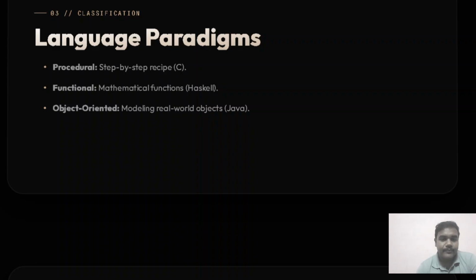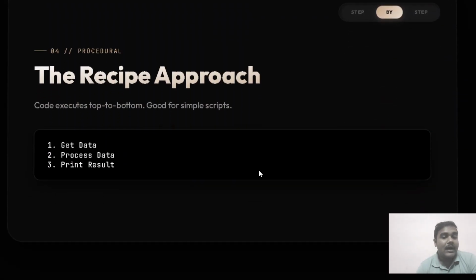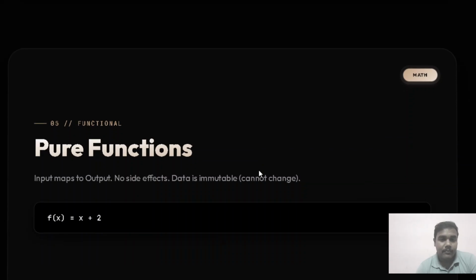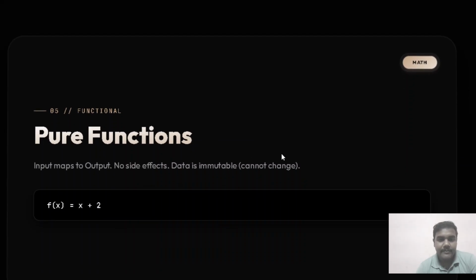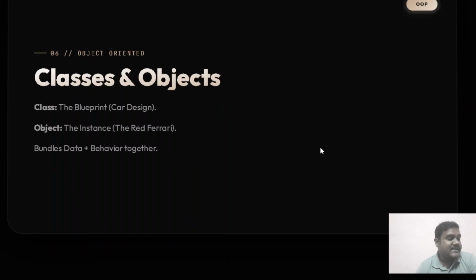Okay, now what are we going to learn? Python. Python is actually a hybrid language. Okay, so it lets you do all three. This is why Python dominates AI and web development with object oriented programming. Now these are classes and objects.